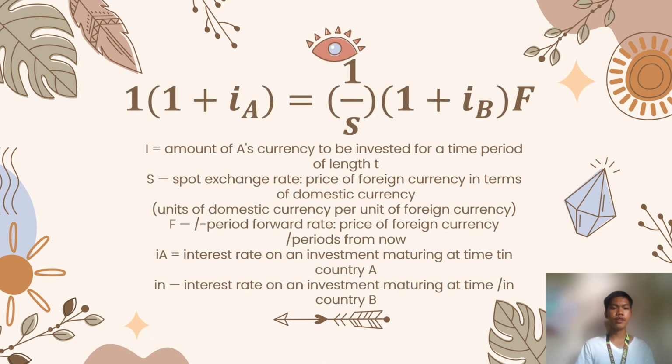Now, I have here the formula on how to compute the interest rate parity, where 1 times (1 + I_A) is equal to 1/S times (1 + I_B) times F. Here 1 is the amount of A's currency to be invested for a time period of length T, S is the spot exchange rate price of foreign currency in terms of domestic currency, F is the forward rate price of foreign currency periods from now, I_A is the interest rate on an investment maturing at a time in country A, and I_B is the interest rate on an investment maturing at a time in country B.